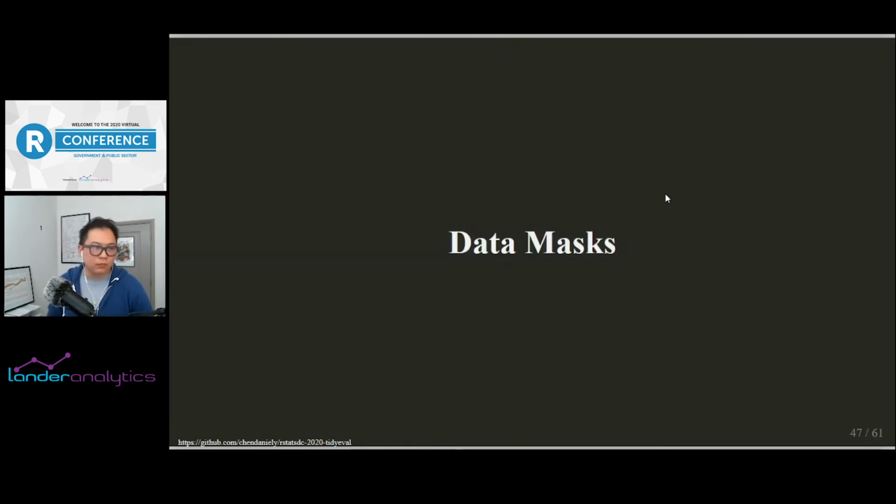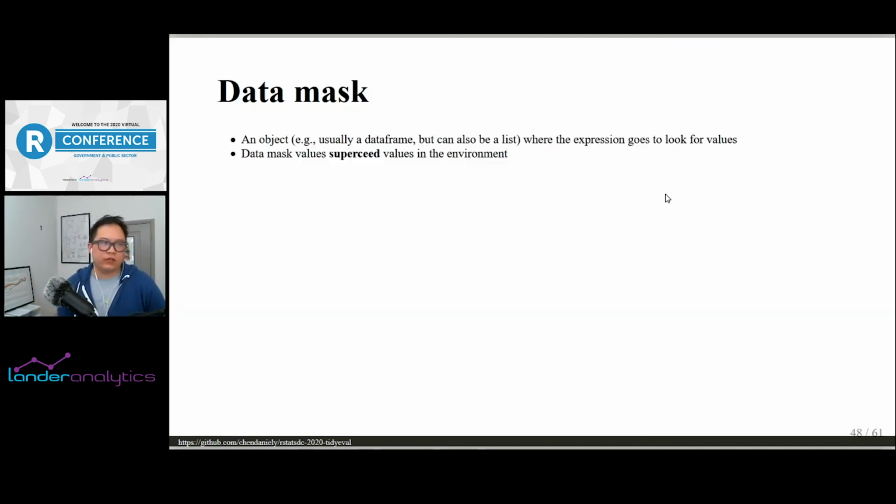So the last bit of tidy eval is this concept of a data mask. Essentially, a data mask is a data frame or a list that's where R starts looking for variables first when you try to run code. So it supersedes the actual environment in terms of variable lookup. You can also think of it as an environment that goes before the current actual environment where variables are looked up.